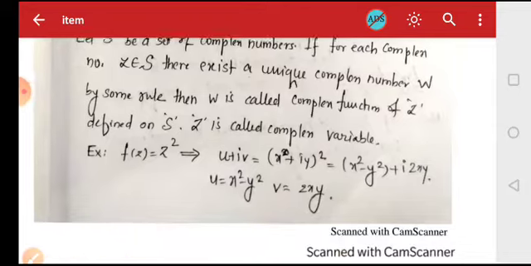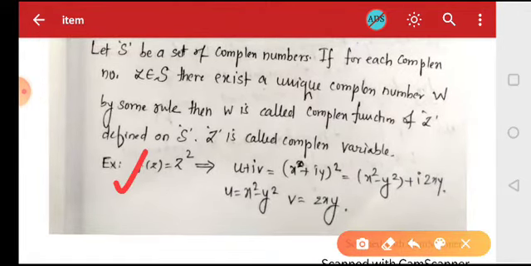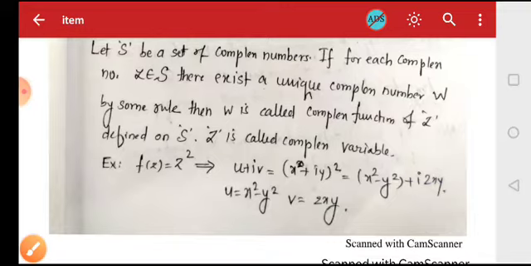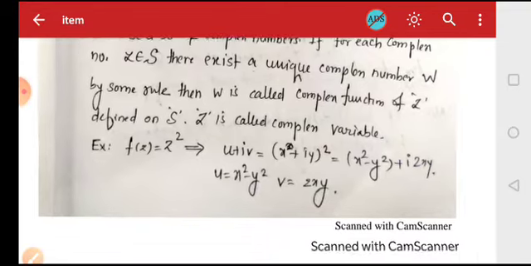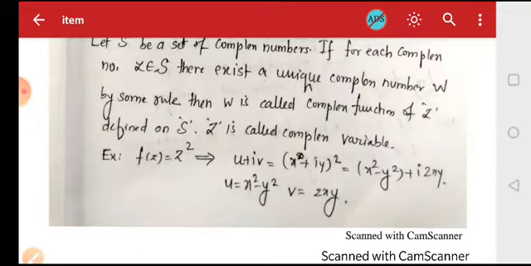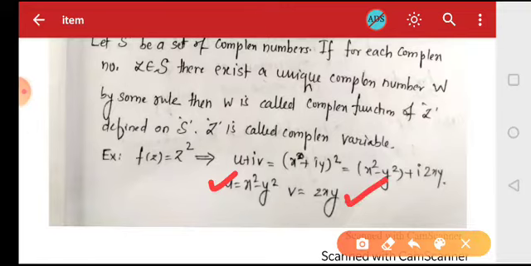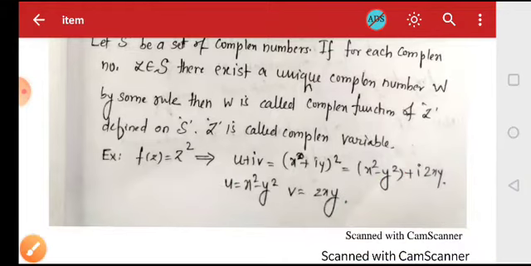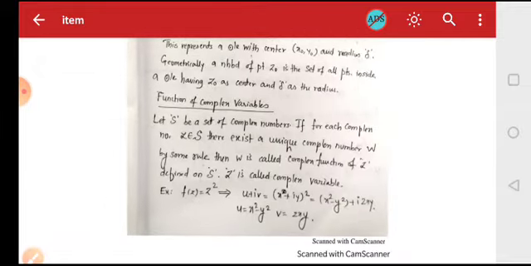For example, take f of z equals z square, where z equals x plus iy, and f of z is w, which is u plus iv. So u plus iv equals (x plus iy) whole square, that is x square minus y square plus i into 2xy. Separating the real and imaginary parts, u equals x square minus y square and v equals 2xy, which is the image or transformation of the point (x, y). So z equals x plus iy is transformed to w equals u plus iv.